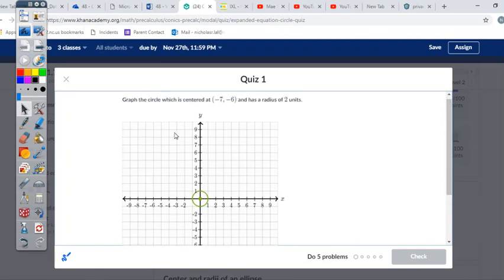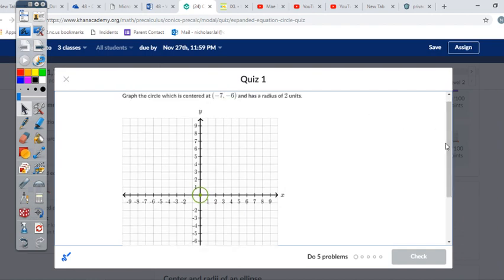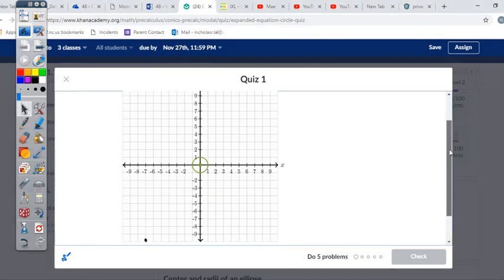We need a circle which is centered at -7, -6, and has a radius of 2. So looking at the circle, we have a center where the x value is -7 and the y value is -6. And the circle is going to have a radius of 2. When we have a radius of 2, we're going to go 2 in every direction from the center.